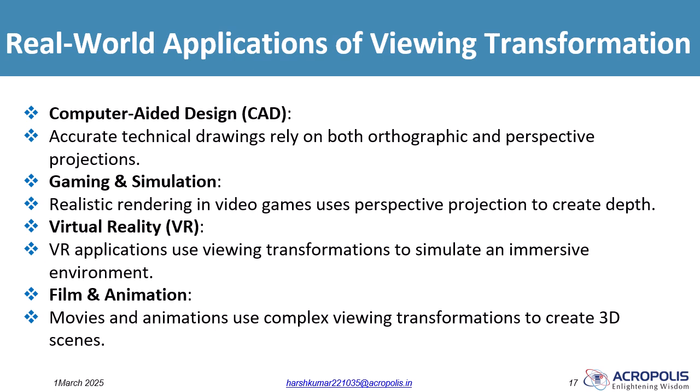Now let us look at real world applications of viewing transformations. Where is viewing transformation used and how is it useful? Computer aided design, CAD: accurate technical drawings rely on both orthographic and perspective projections. Gaming and simulation: realistic rendering, video games use perspective projection to create depth. Virtual reality, VR, as we all know, is the trend these days. VR applications use viewing transformation to simulate an immersive environment. Film and animation: movies and animation use complex viewing transformations to create 3D scenes.